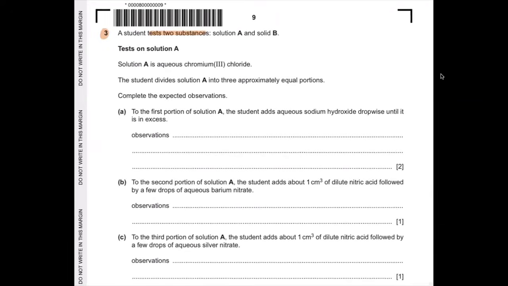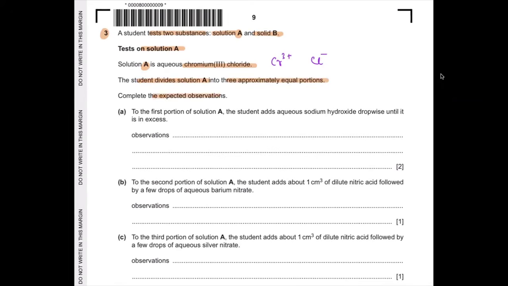A student tests two substances, solution A and solid B. Test on solution A. Solution A is aqueous chromium(III) chloride. So they have already told you that it contains chromium(III) positive ions and the chloride negative ion. A student divides solution A into three approximately equal portions.